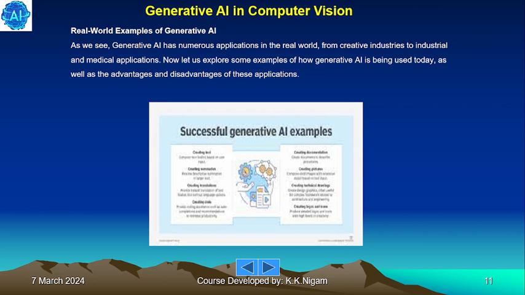Real-world examples of generative AI. As we see, generative AI has numerous applications in the real world, from creative industries to industrial and medical applications. Now let us explore some examples of how generative AI is being used today, as well as advantages and disadvantages of these applications.